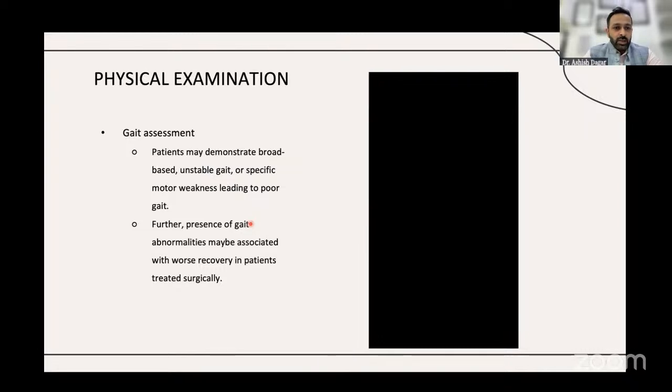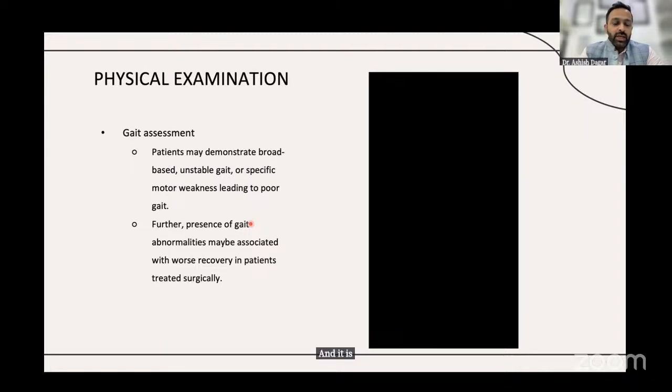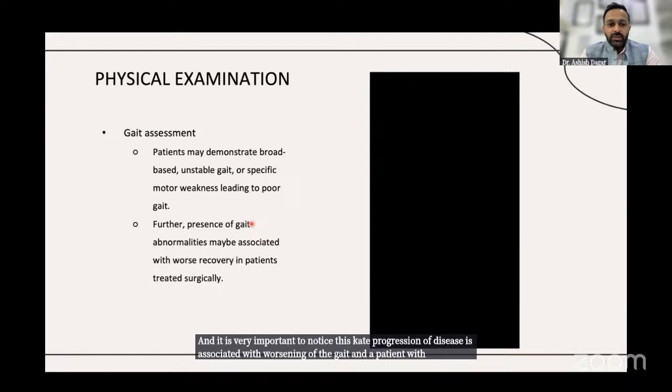Next is assessment of the gait. Because patients are spastic, they can present with a scissoring type of gait. Because of associated weakness, the patient may present with an unstable gait. The patient may present with circumduction of the hip because the hip flexors are weak. All these things give a particular type of gait. It is very important to notice this gait because progression of disease is associated with worsening of the gait, and a patient with all these features has poor recovery after surgery.